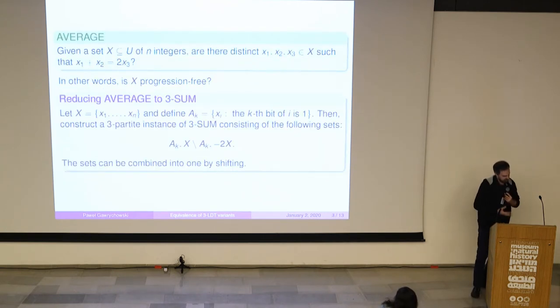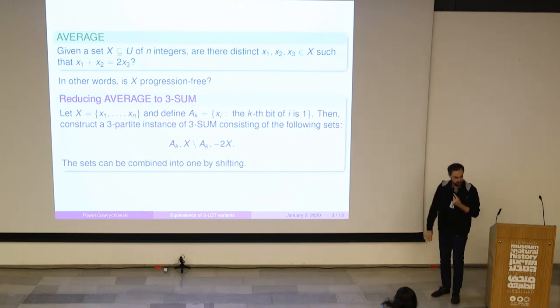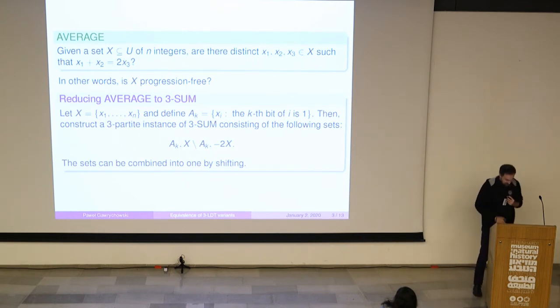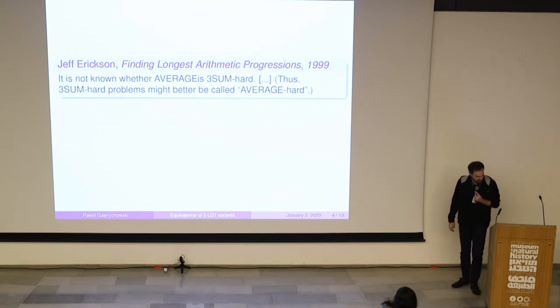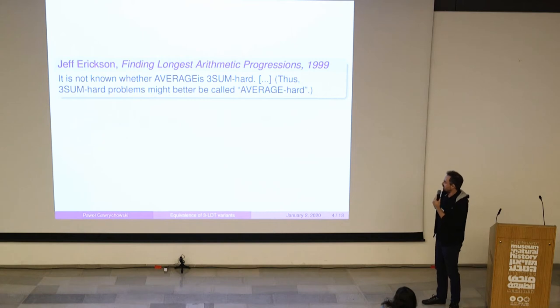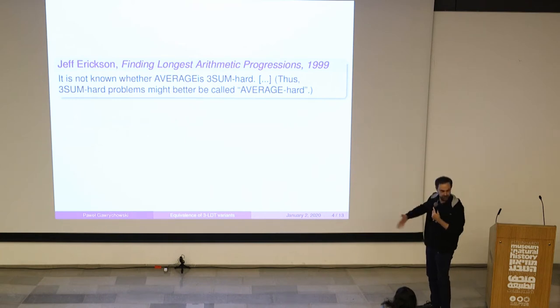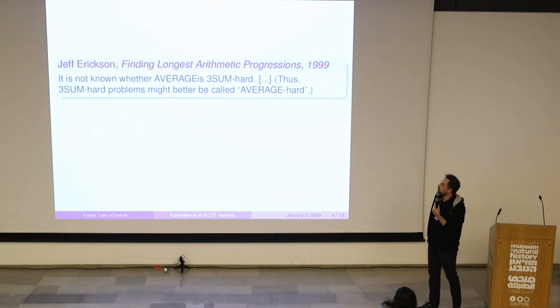And now the question is, what about the other direction? Can you reduce 3SUM to Average? I said it's an interview question, and that's why we look at it, but apparently it has been considered before. The one reference that we were able to find is a paper by Jeff Erickson. It's from '99, but I think it hasn't been published, so I'm not sure what's the story behind the paper. He's considering finding long progressions in a set. And then he says that it's not known whether Average is 3SUM-hard.